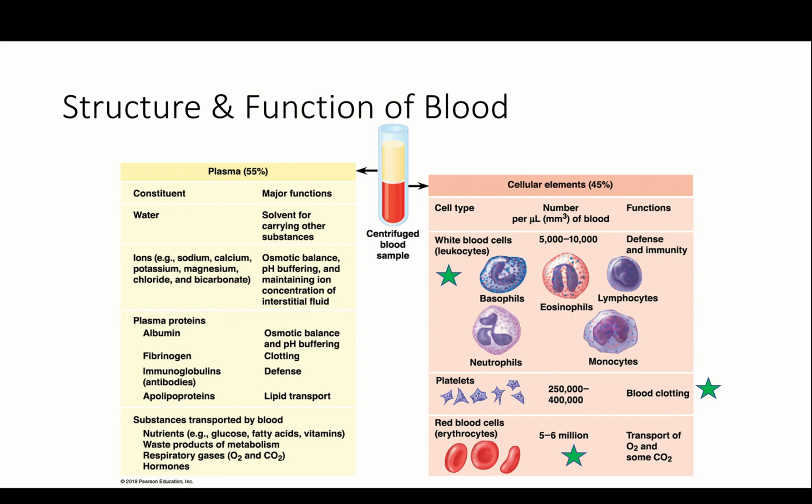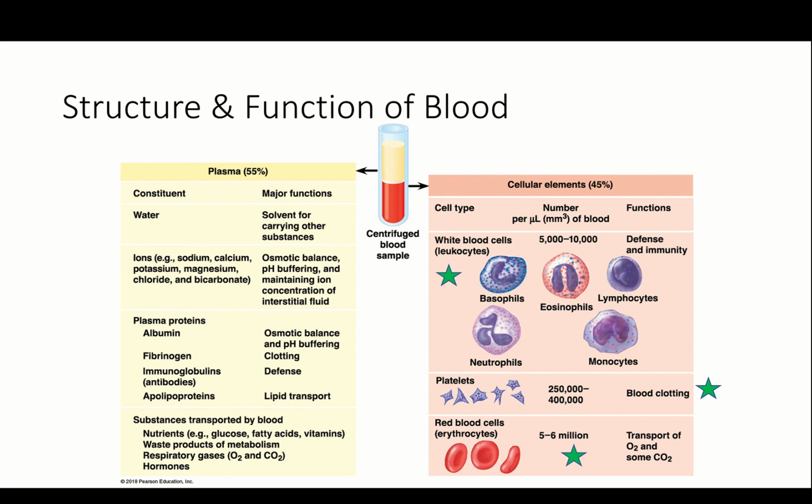But what that does is it separates things by size. So lighter weight things are going to naturally appear at the top of the tube, whereas heavier things are going to be concentrated down at the bottom. So in the upper part of this sample, you'll notice that it's kind of a yellow or clearish sort of fluid. And that's because it's mostly water. This is called plasma. And this is 55% of your total blood makeup.